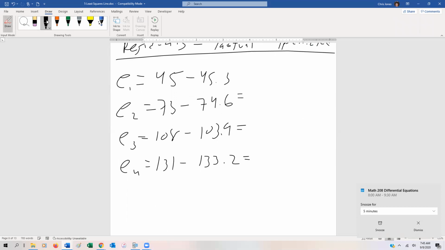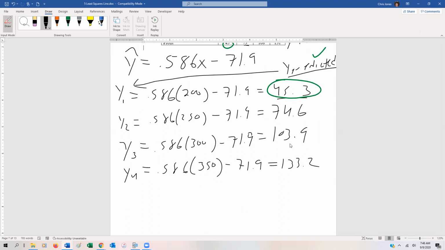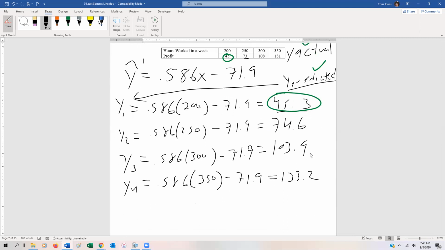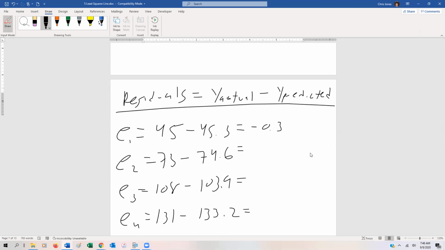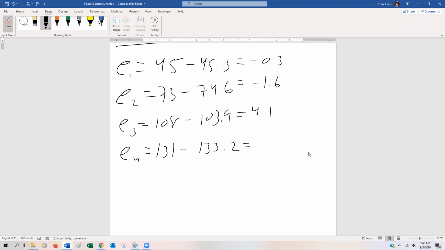And we're just going to compute these. All right. It's okay if they're negative. Some of them are going to be negative, some of them are going to be positive. So we get negative 0.3 for this one. And then for the second one, we're going to get 73 minus 74.6, so that's going to be a negative 1.6. For this one, that's going to be 4.1. And then finally over here, when we subtract, that's going to be negative 2.2.